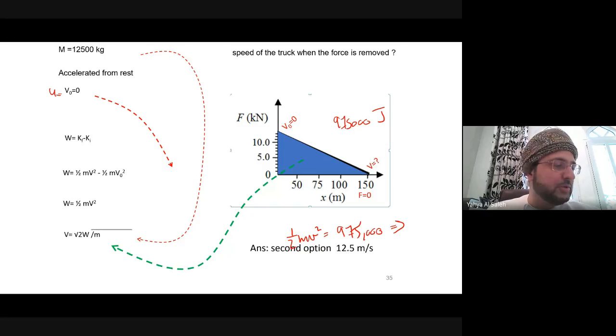The people who said 25, I imagine you missed a factor of 2 somewhere. Either dividing by 2 when taking the area of the triangle, or dividing by 2 in the kinetic energy of half mv squared. But you missed a 2 somewhere.